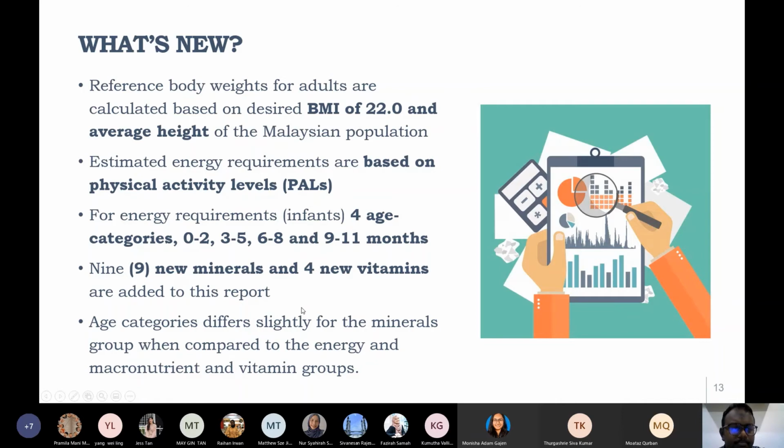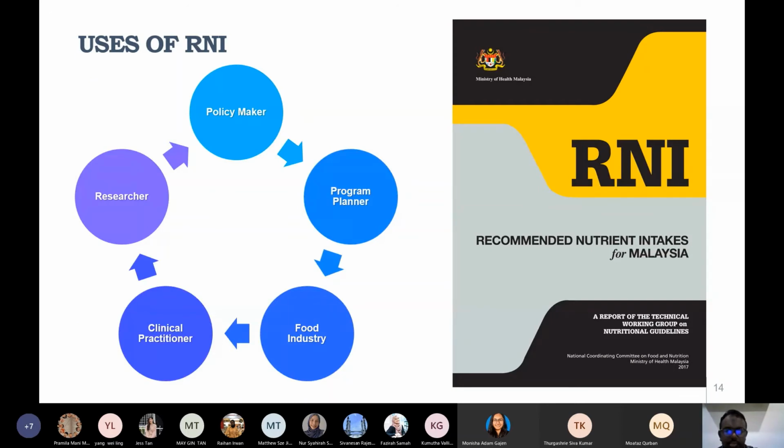So these are the uses of RNI. We're already reaching towards the end of the lecture. So there are 5 uses of RNI.